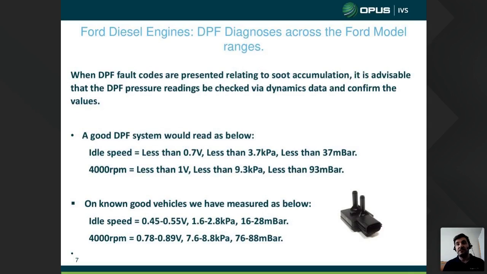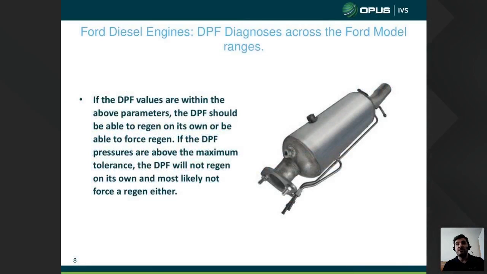These will help you identify if the pressure readings from the pressure sensor are within spec or not. If they are outside the tolerances, then the next stage is to confirm the parameters are read correctly by the DPF pressure sensor, or if the DPF in itself really is blocked. If the values are within spec, then the DPF should be able to regen on its own, or should be able to force a regen. If the pressures are above the maximum tolerance, the DPF will not regen on its own, and most likely not force a regen either.